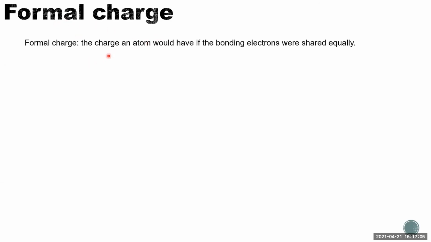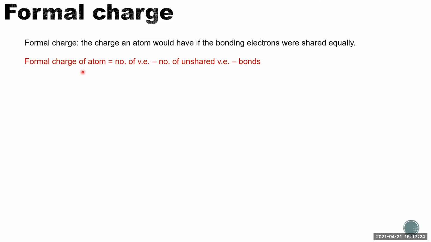So what is a formal charge? Formal charge is the charge an atom would have if the bonding electrons were shared equally. Okay, that's the definition. By the definition, we can use this formula to calculate the formal charge. This is very important, so please remember this formula.